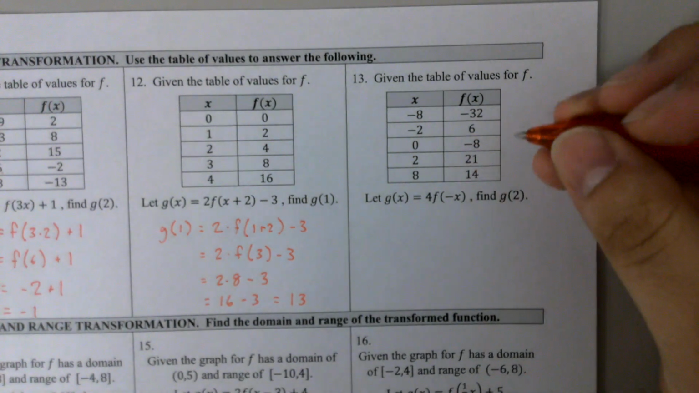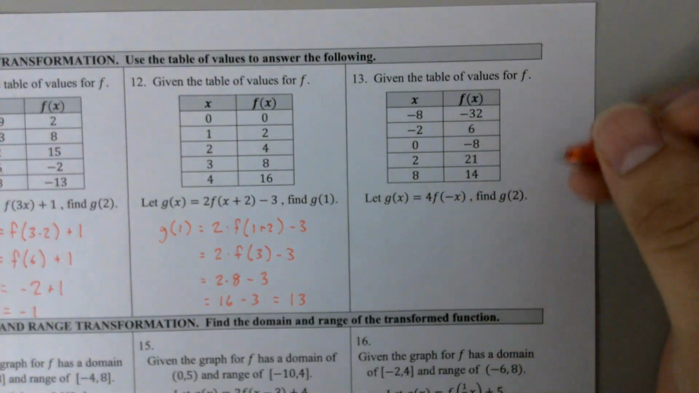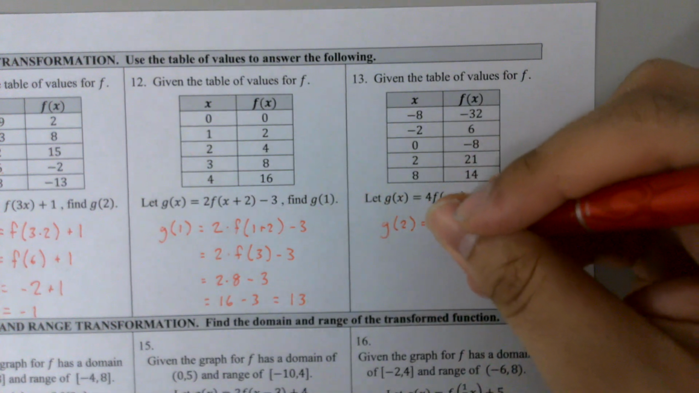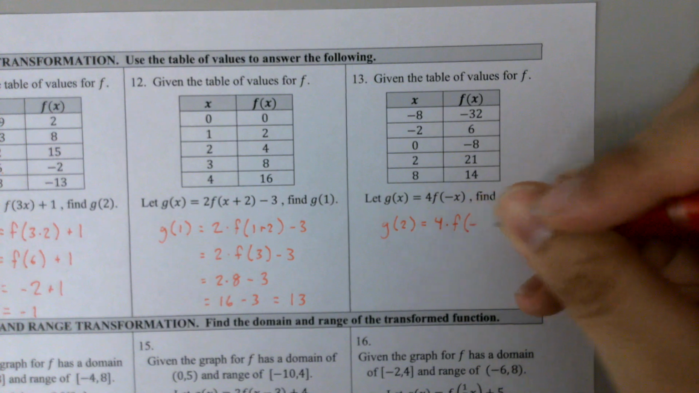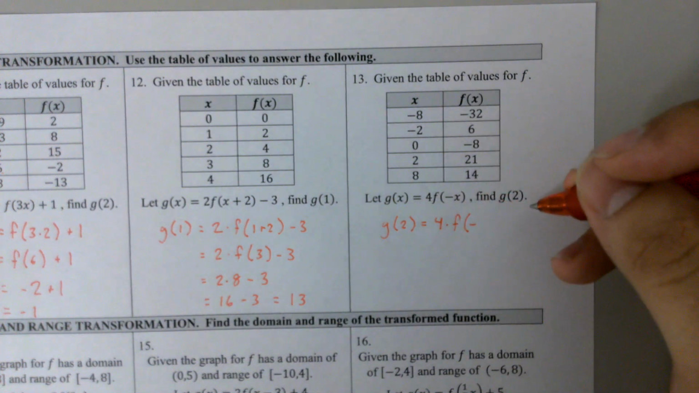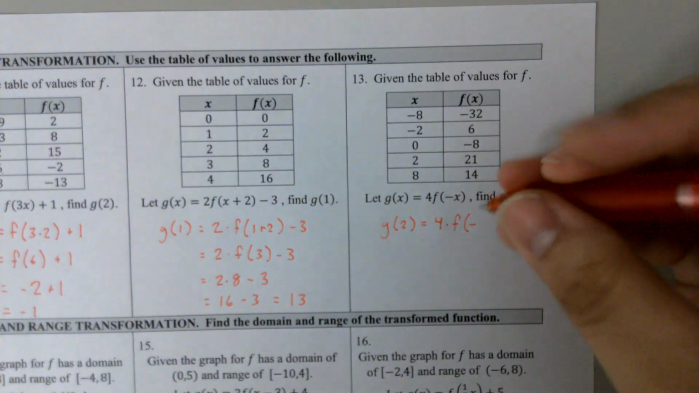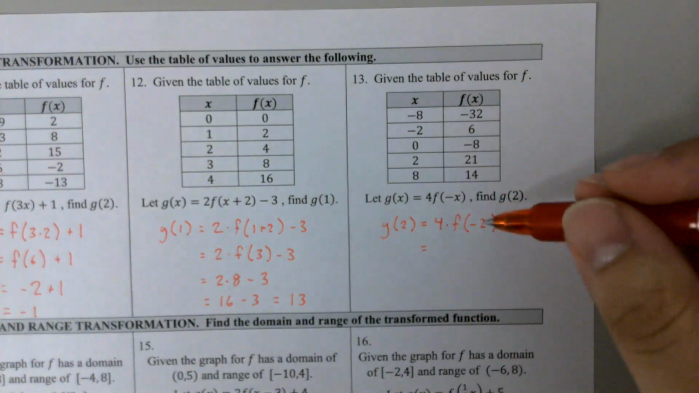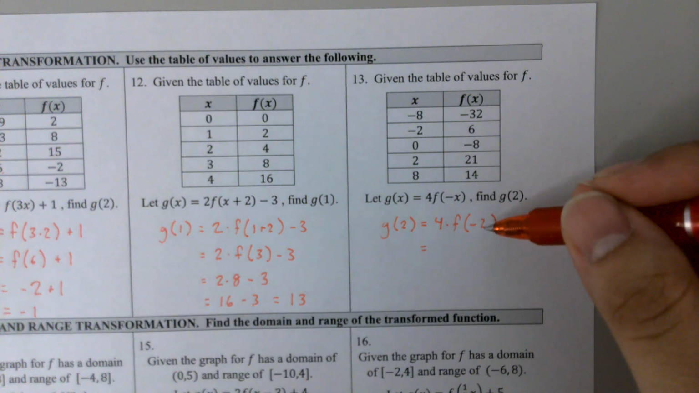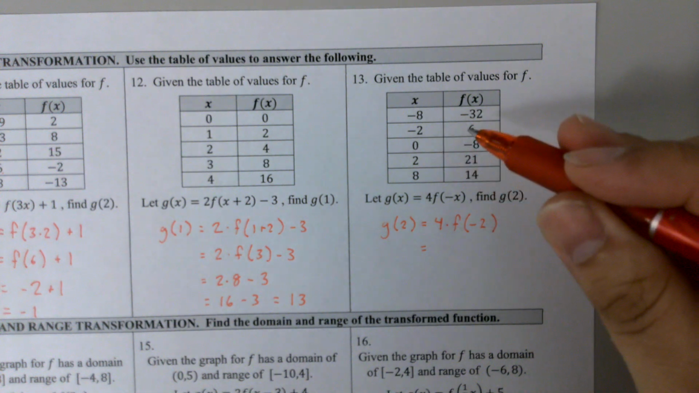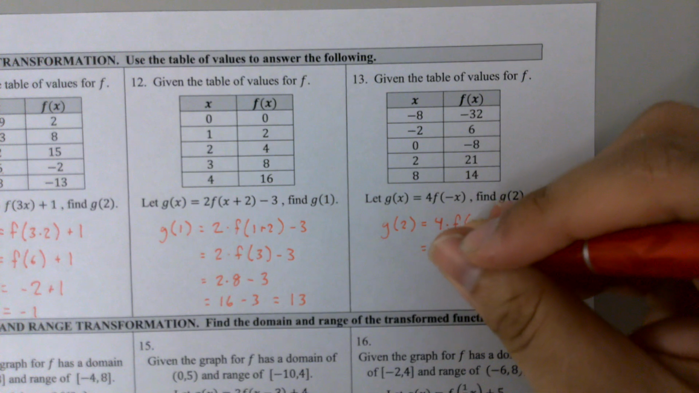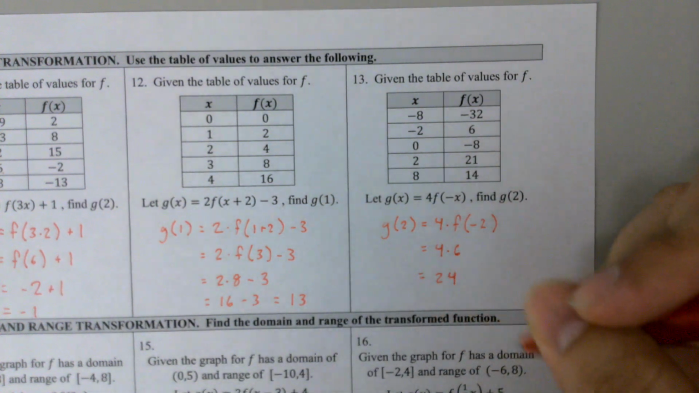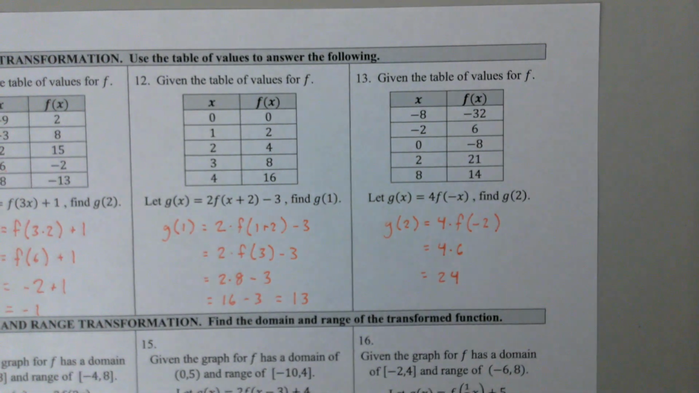For number 13, we want to figure out what g of 2 is. So g of 2 is equal to 4 times f of negative x. So if x is 2, then we have f of negative 2. And now, we can swap out f of negative 2. There wasn't anything to simplify there. Well, f of negative 2 is 6. So this is going to be 4 times 6. And 4 times 6 is 24. And so that is our final answer.